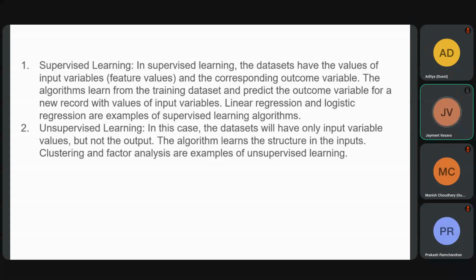And we predict the outcome variable for the new records and the values of the input variables. Linear regression and logistic regressions are examples of the supervised learning algorithms. For unsupervised learning, the datasets will have only input variable values, but not the output variable values, or we do not have the output variable. The algorithm learns the structure in the input. Clustering and factor analysis are examples of unsupervised learning.